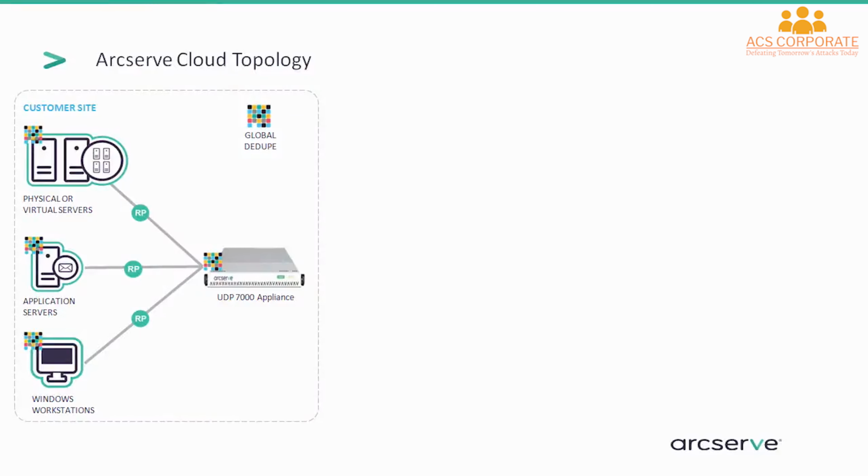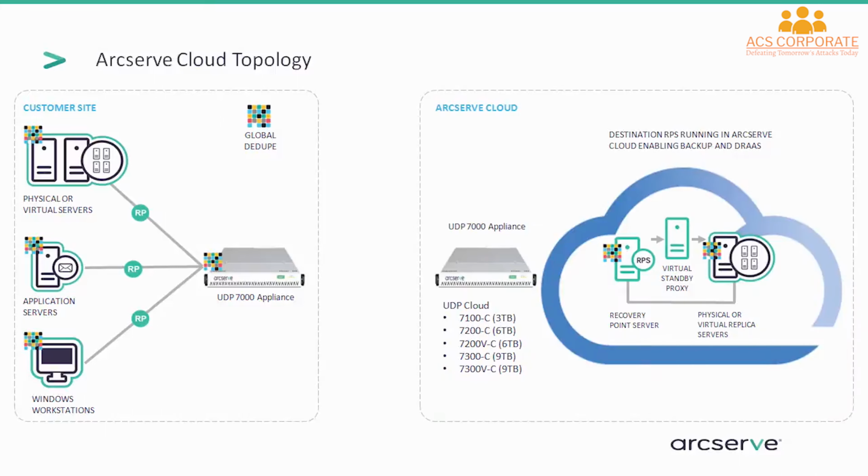Here is a typical customer site running Arcserve UDP where backups utilize the local RPS server. Next, the Arcserve Cloud is provisioned and access information is provided to the customer. At this time, a link is provided for the customer to set their encryption password for the Arcserve Cloud data store. The Arcserve Cloud, in simplest terms, is Arcserve UDP running in the cloud.